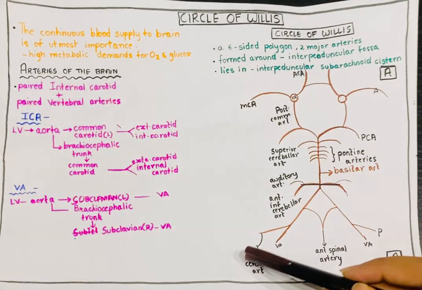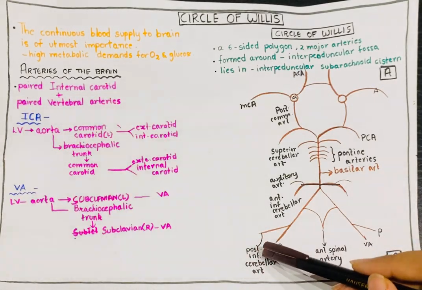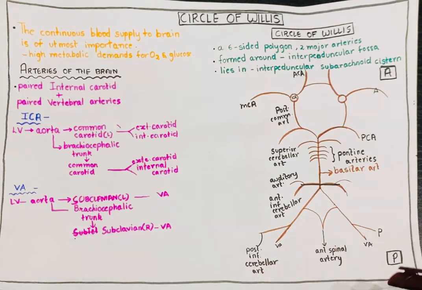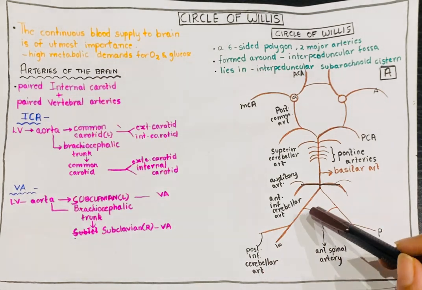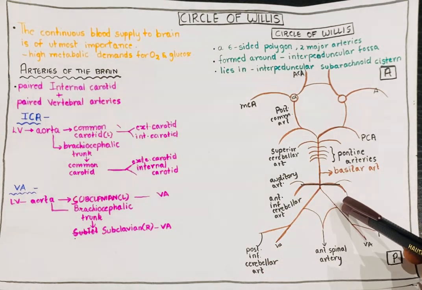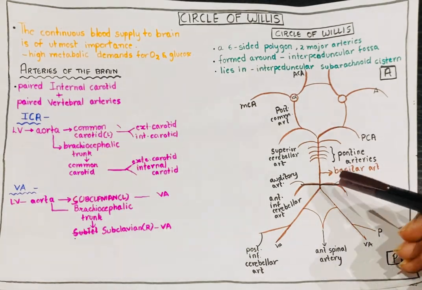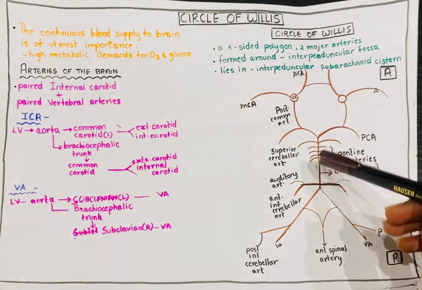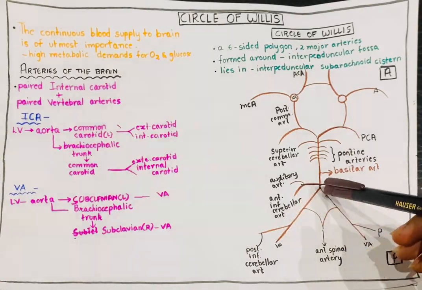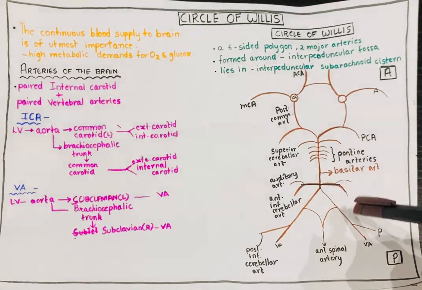This is going to supply the cerebellum, so posterior inferior cerebellar artery. Then we've got two branches arising from the vertebral arteries which are going to fuse with each other in order to form the anterior spinal artery. Next, obviously we have our basilar artery which is going to form when both the vertebral arteries fuse with each other.